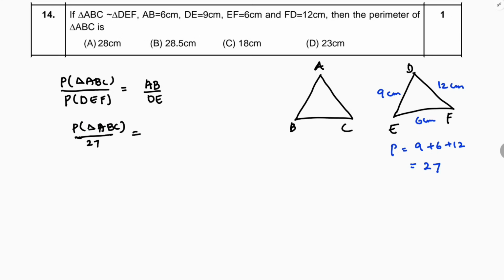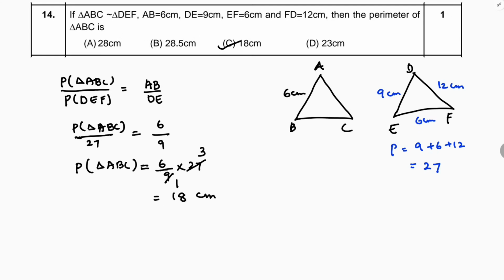ABC. So AB is given 6 centimeters. DE is 9 centimeters. So perimeter of triangle ABC is 6 by 9 times 27. 9 times 1, 9 times 3, 6 times 3, 18 centimeters. So correct option is C.